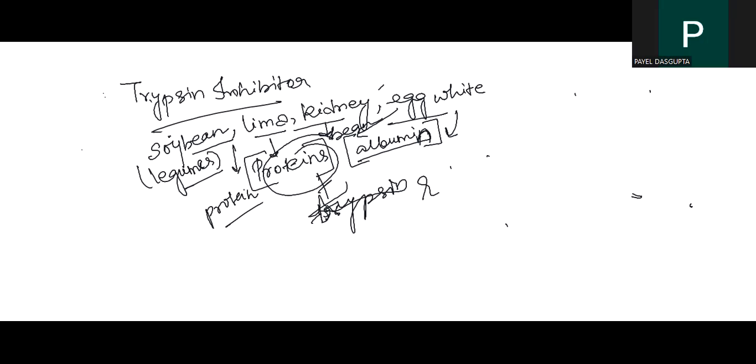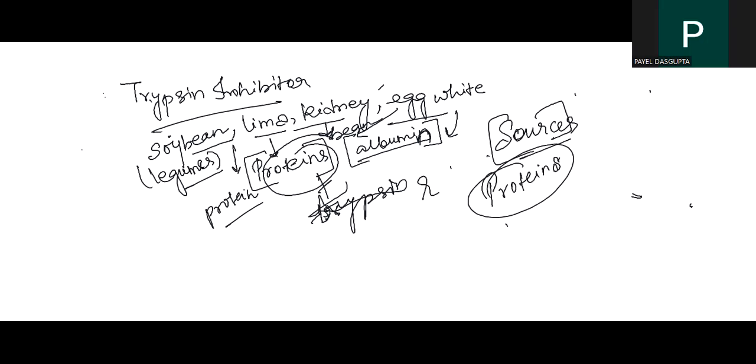Similarly, if I'm talking about the trypsin inhibitor, the sources of trypsin inhibitor are the soya bean, the lima bean, the kidney bean, and the egg white. These are the sources. The trypsin inhibitor will compete with the proteins which are present there, and they will bind with the trypsin. As a result, the trypsin will be getting inactivated in the gut.